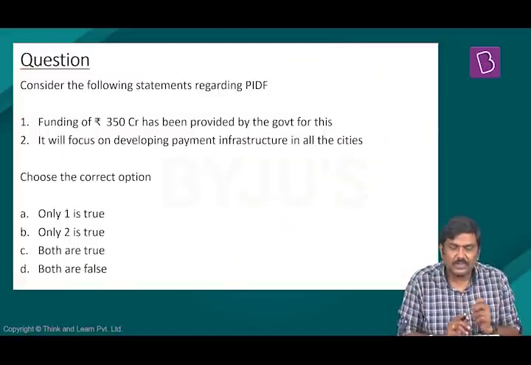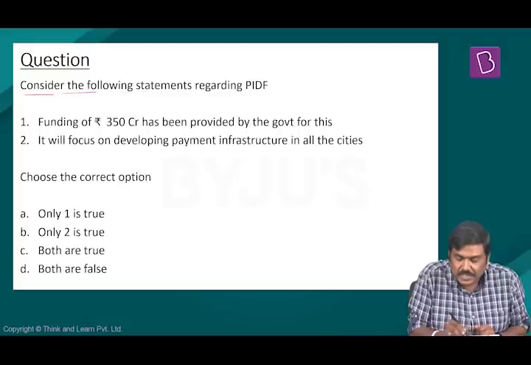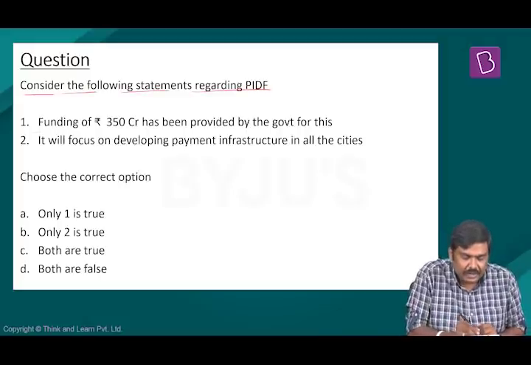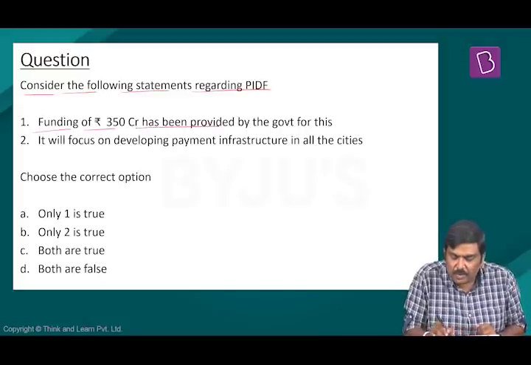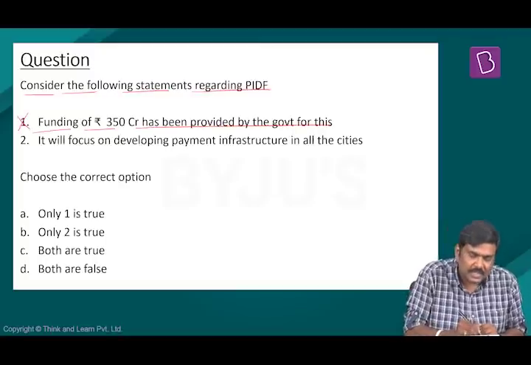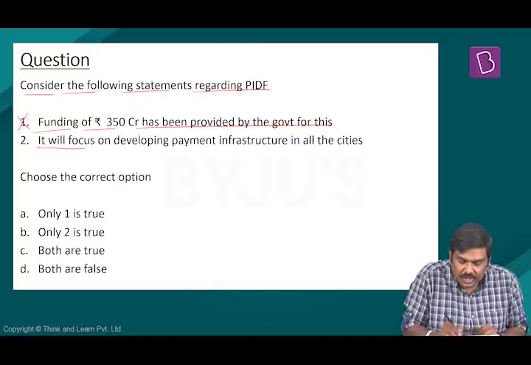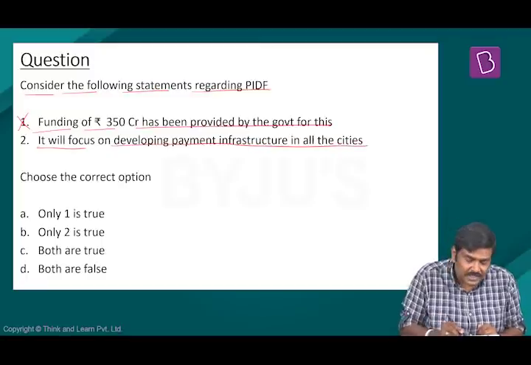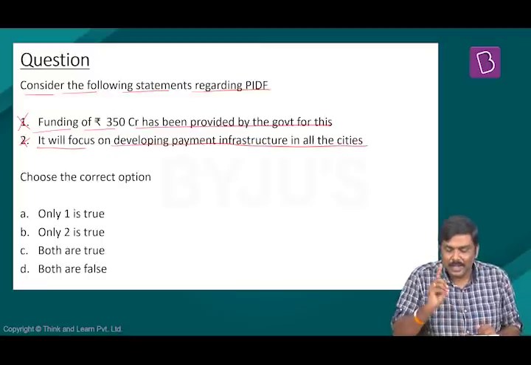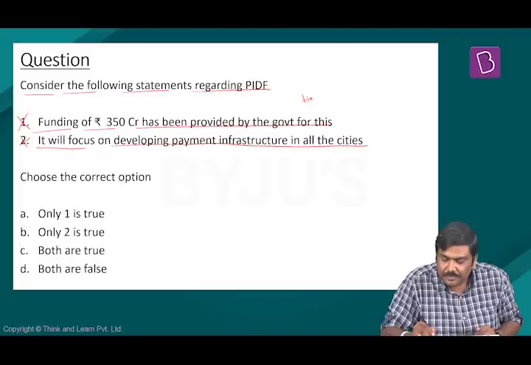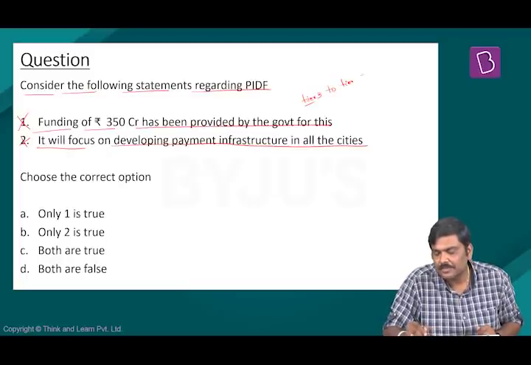So based on this, I have given a question here. Consider the following statements regarding PIDF. Funding of 350 crore has been provided by the government for this. This statement is wrong. It will focus on developing payments infrastructure in all the cities. Again, this is wrong. As mentioned earlier, it is between Tier 3 to Tier 6 cities.